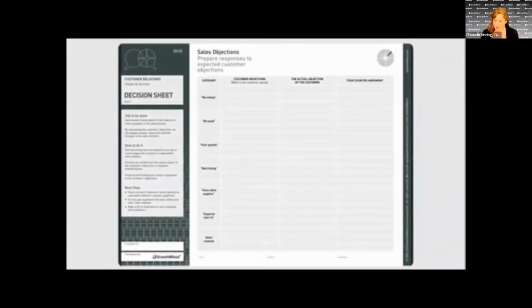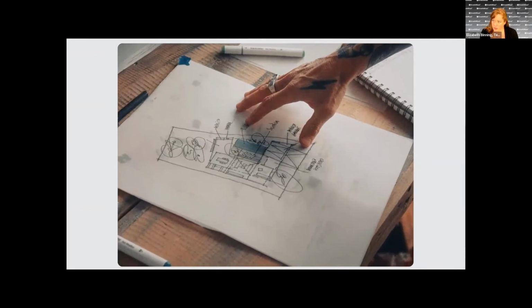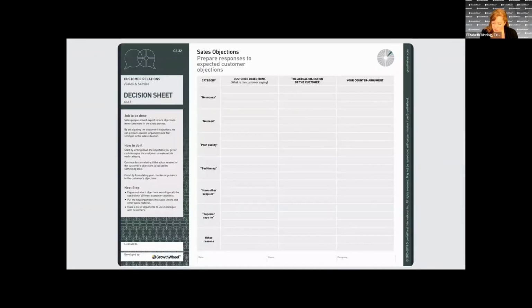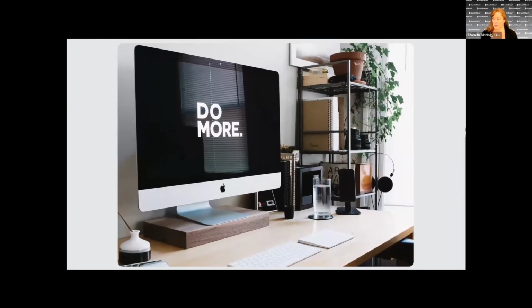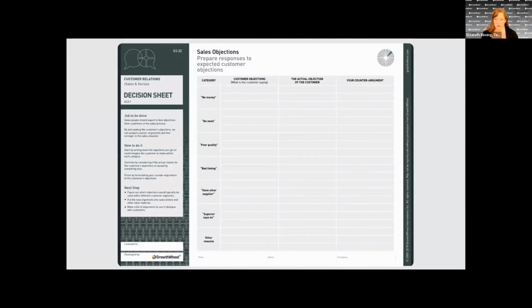This GrowthWheel decision sheet is called Sales Objections, and it's about preparing responses to expected customer objections. The job to be done is to anticipate and prepare for the objections from customers in the sales process. The challenge is that salespeople should expect to face objections. It happens all the time. Rather than get discouraged by these objections, we can prepare for them ahead of time so they are handled quickly and efficiently. The benefit of going through this decision sheet is that by anticipating the customer's objections, we can prepare the counter arguments and feel stronger in the sales situation.